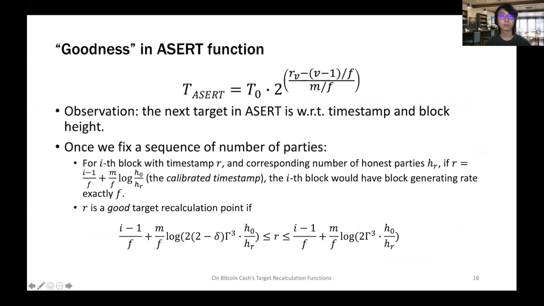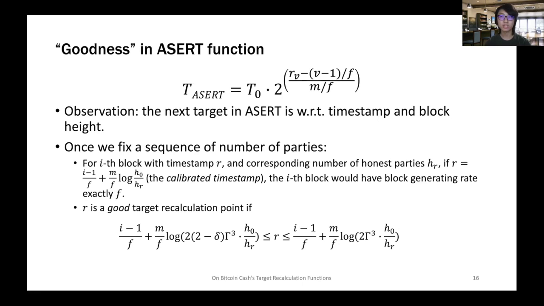Back to this goodness property in the ASERT function. Once we have the anchor block, we can assume that the values of T0 and m are constant. Our observation is that the next target in this ASERT function depends only on the current timestamp and the block height. This means that once we fix the sequence of the number of parties, we can compute something we call a calibrated timestamp: if a specific block has a timestamp equal to this calibrated timestamp, then it will have block generating rate exactly f. One step further, we can also work out the range of the timestamp for this block to have a good target recalculation point.